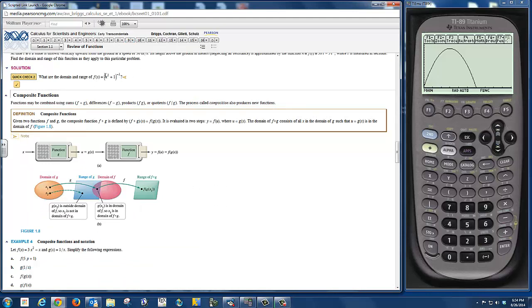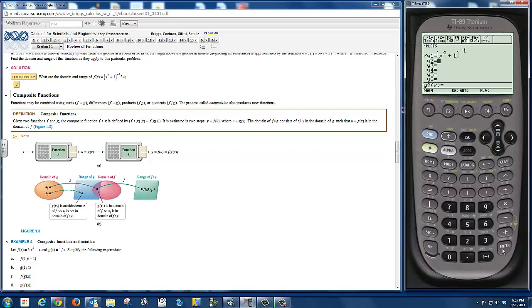Let's look at the next one here, the quick check. What are the domain and range of this function? Okay. Well, let's enter our new function. So we'll get rid of the old one. So x squared plus 1 to the negative 1 power. You'll notice I'll put parentheses around the negative 1. Whenever your exponent has more than one thing, you should use parentheses.